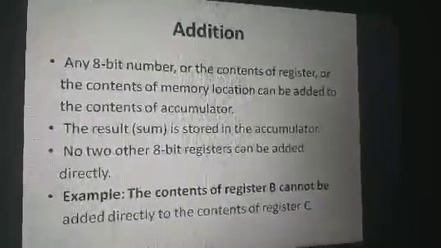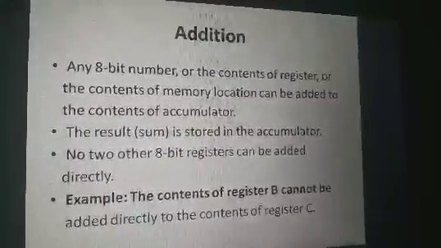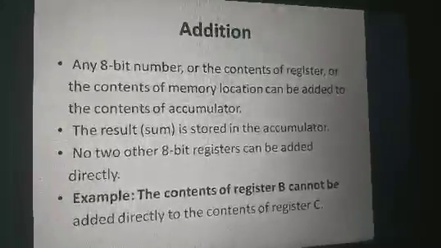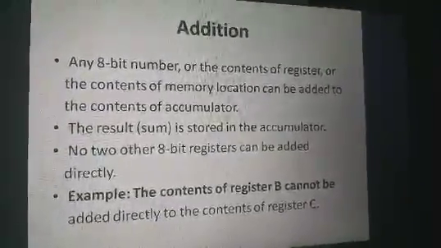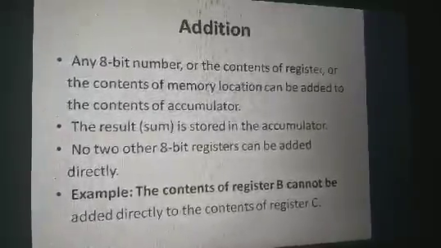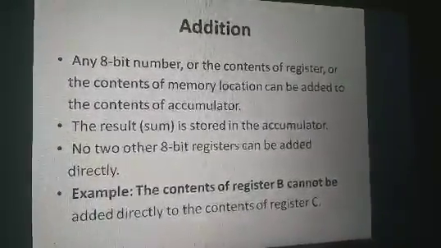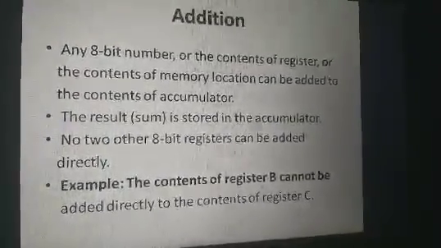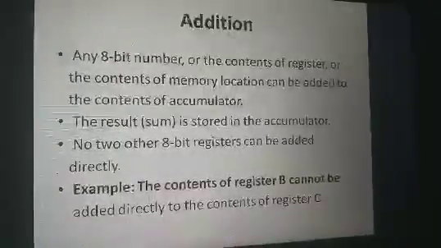Now these two numbers will be stored in the registers or in the memory, or they can also be stored as 8-bit data directly. So first, any 8-bit number or the content of a register or the content of a memory location can be added to the content of the accumulator. It means we will take one register or one memory location and add that number with the accumulator.